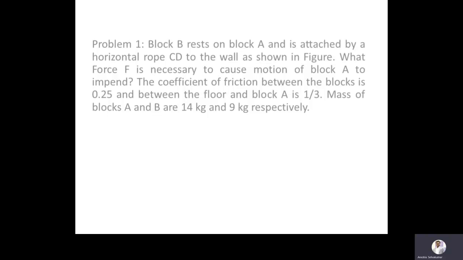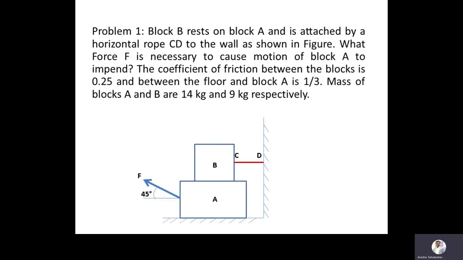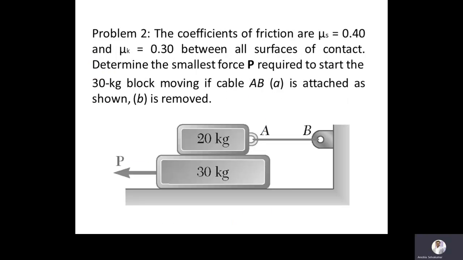Okay. The given problem: the block B rests on block A and is attached by a horizontal rope CD to the wall as shown in figure. What force F is necessary to cause motion of block A to impend? That one only we have calculated. So that value is nothing but 103 Newton. Okay, this is the problem for you to solve and then post the answers in our comment box.